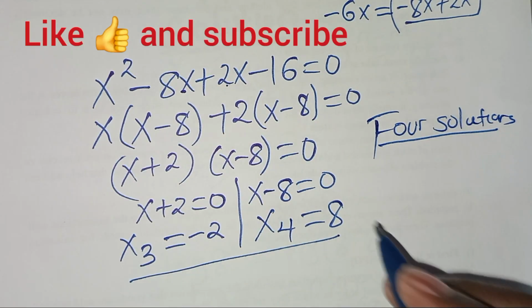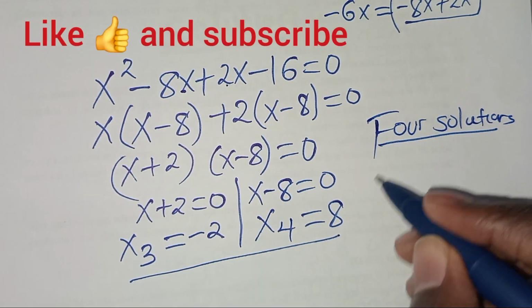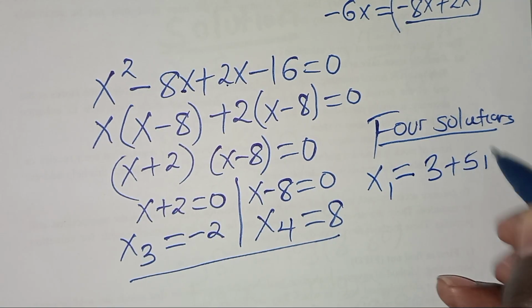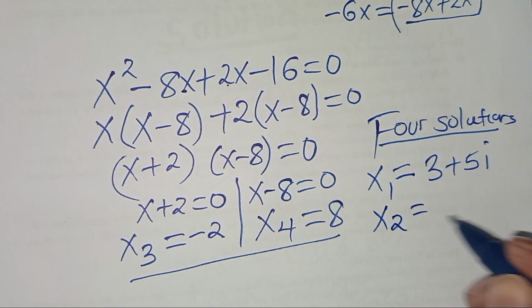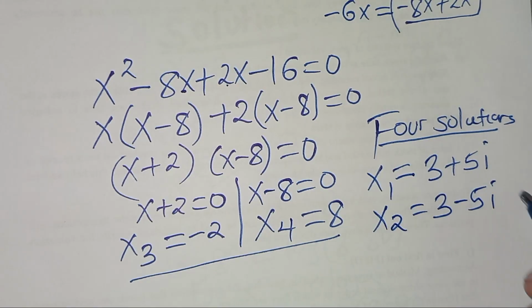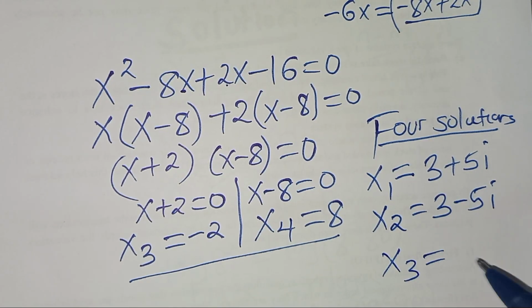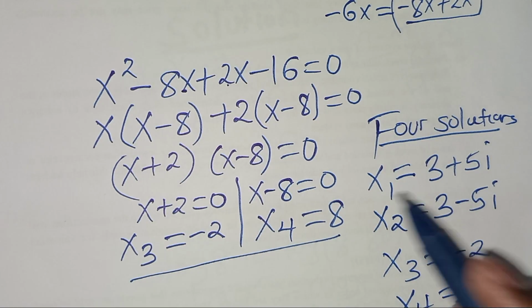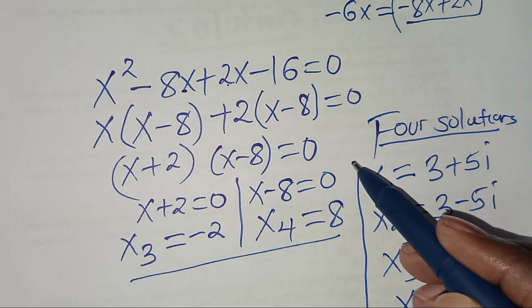Fine. In the first case, case 1, we have x1 equal to 3 plus 5i, x2 equal to 3 subtract 5i, x3 equal to negative 2, and x4 equal to 8. So we have 4 solutions.